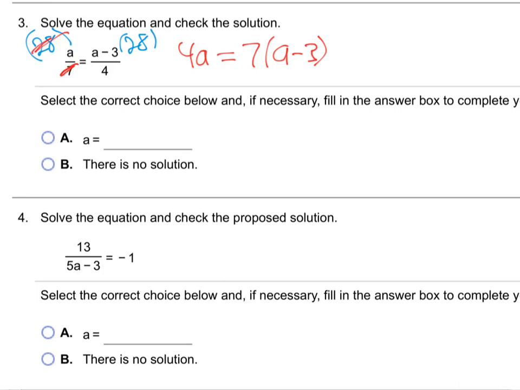7 would go into 28 how many times? 4. See what you'd have? 4a. See what I had? 4a. Same thing. What would happen on the right side? 4 would go into 28 7 times, and we'd have 7 multiplied by a minus 3.